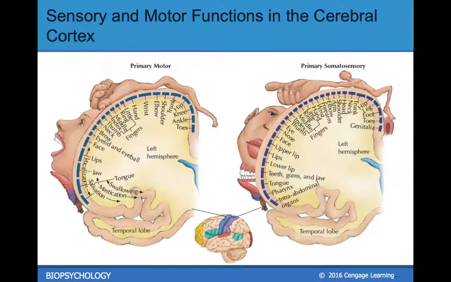And again, we have something similar with our primary somatosensory cortex. This is the part of the brain, again, that takes in sensory information from the environment through these different parts of our body. So again, we have some intra-abdominal organs, and then we go to our pharynx, tongue, teeth, gums, jaw. So you have a lot of sensation in your mouth. That's why if you bite your tongue or the inside of your cheeks, it hurts so bad, even though it's a small area. It's given a lot of space in our somatosensory cortex.